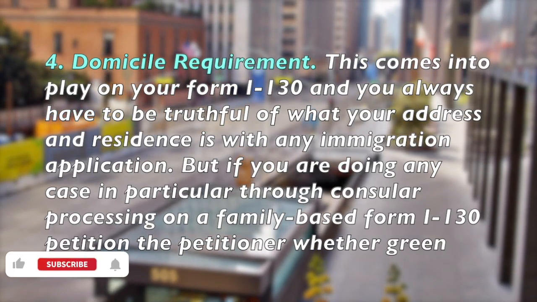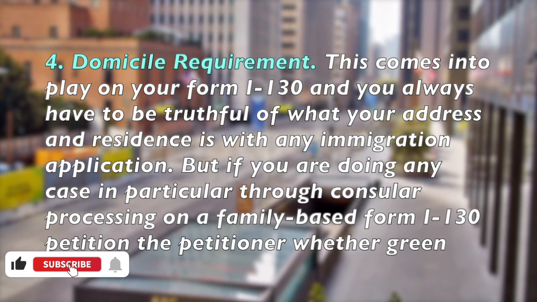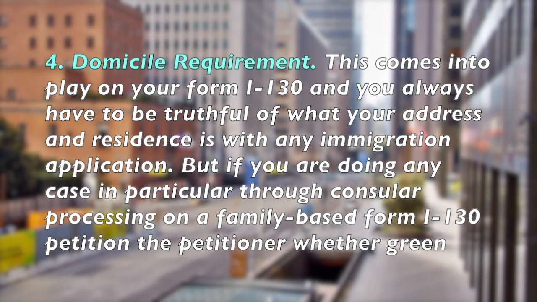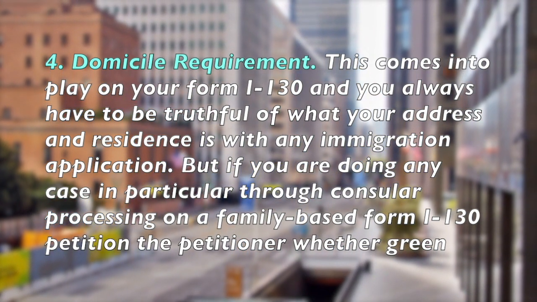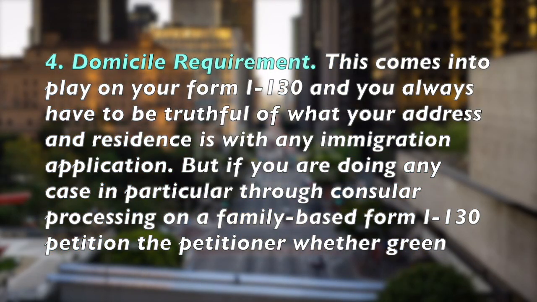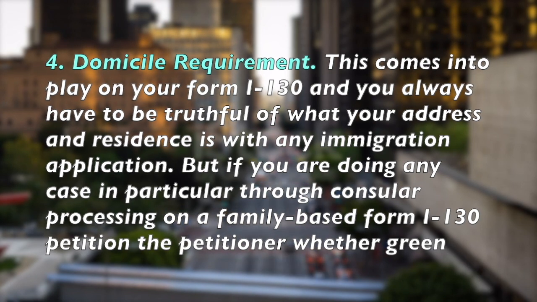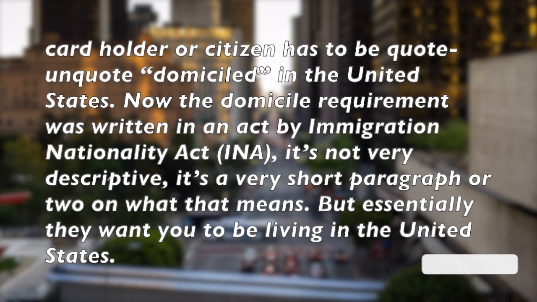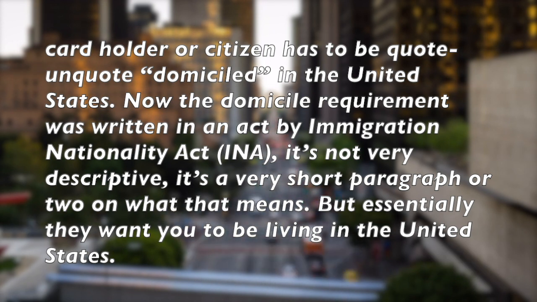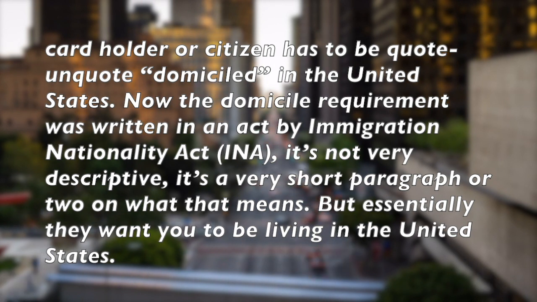4. Domicile requirement. This comes into play on your Form I-130, and you always have to be truthful about what your address and residence is with any immigration application. But if you are doing any case in particular through consular processing on a family-based Form I-130 petition, the petitioner, whether green card holder or citizen, has to be, quote unquote, domiciled in the United States. Now, the domicile requirement was written in the Immigration and Nationality Act, INA. It's not very descriptive. It's a very short paragraph or two on what that means, but essentially they want you to be living in the United States.